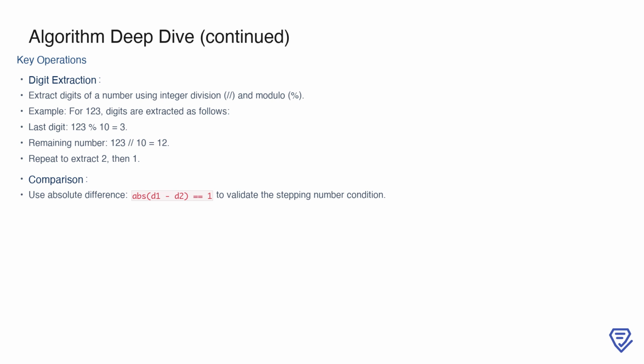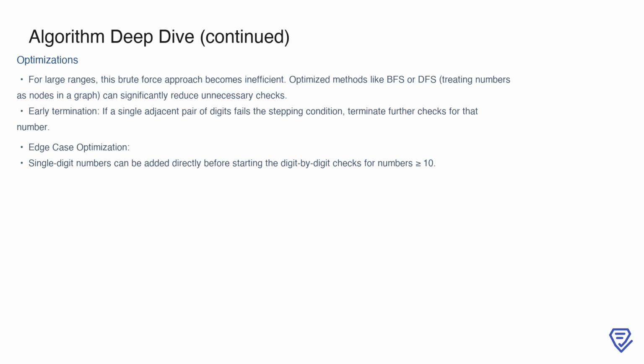For the comparison, we use the absolute difference between two digits, verifying that abs(d1 - d2) equals 1. This ensures that the stepping number condition is satisfied for each pair of adjacent digits. Although the brute force approach works, it becomes inefficient for large ranges. To optimize, we can use methods like breadth-first search, BFS, or depth-first search, DFS, treating each number as a node in a graph. These approaches significantly reduce unnecessary checks by building stepping numbers incrementally.